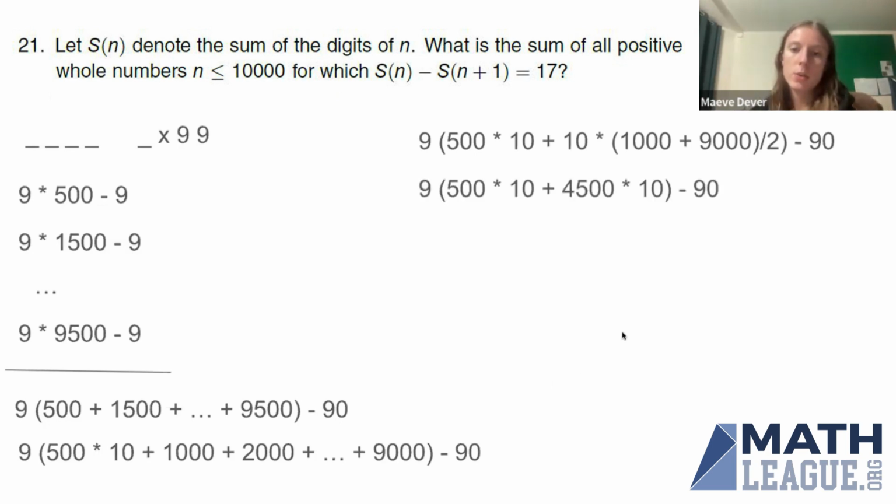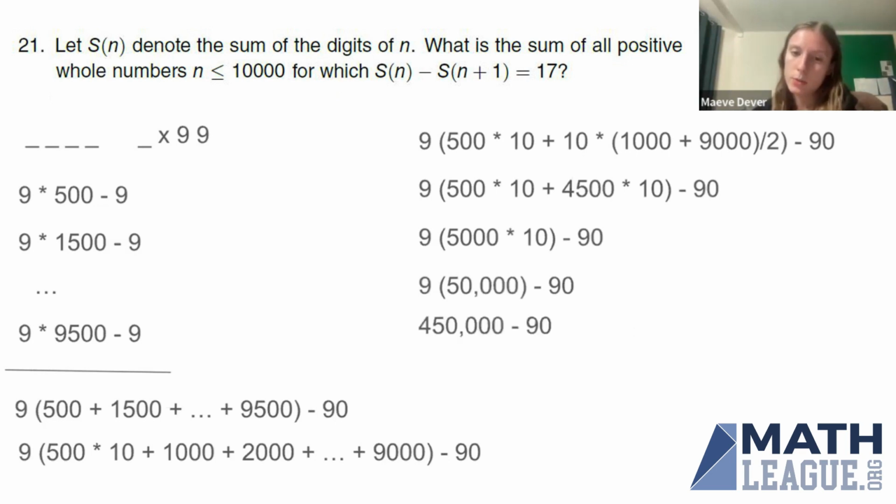So we've got our 10 500s, we've got our 10 4,500s, put those together into 10 5,000s. 5,000 times 10 is 50,000. 50,000 times 9 is 450,000, still minus 90. So lots of carrying in this. It's going to be 449,910. If we want, we can add 90 back to that to check that we did it right, but we did. And that is the sum of all positive whole numbers such that S of n minus S of n plus 1 is 17. That's the answer.